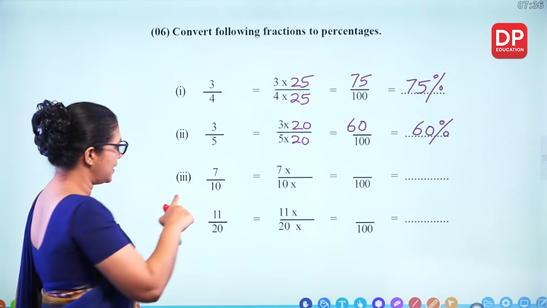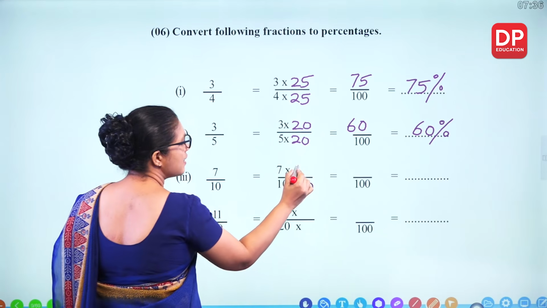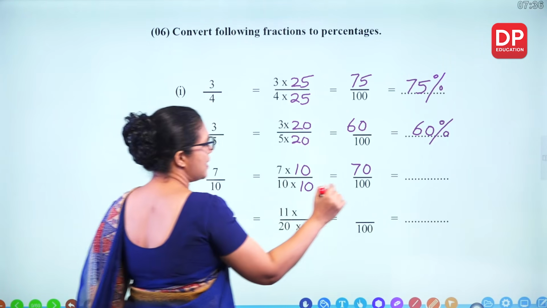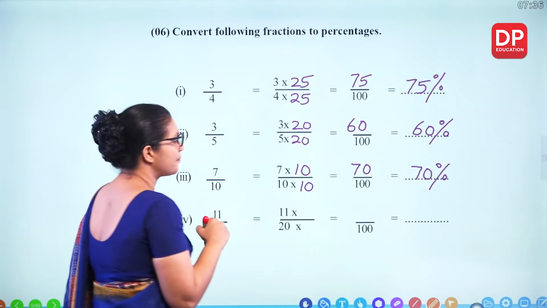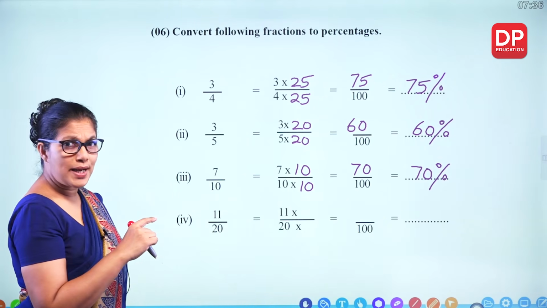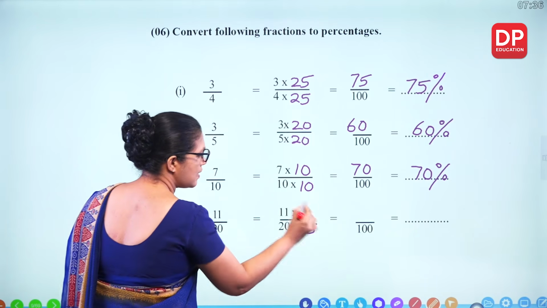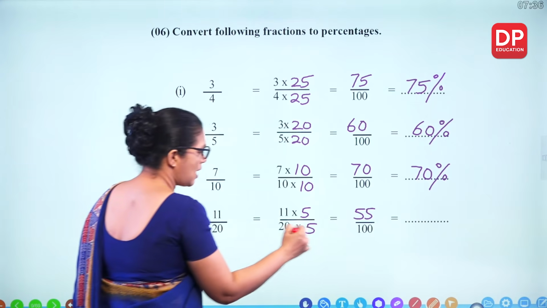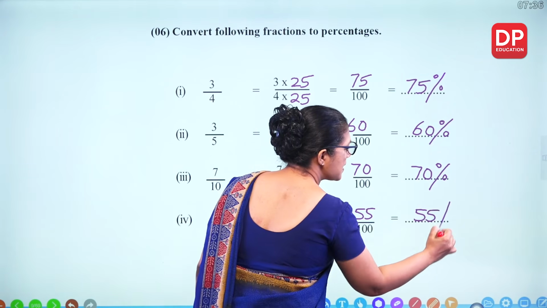7 over 10. Convert to 100 here. Multiply by 10. Do the same thing. 70 over 100. That means 70%. 11 over 20. Multiply this by 5 to get 100. Do the same thing. 11 times 5, 55. 20 times 5, 100. So, 55%.